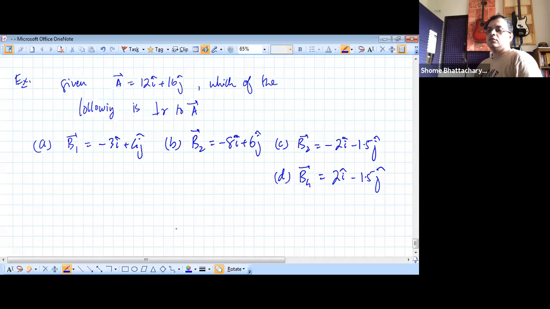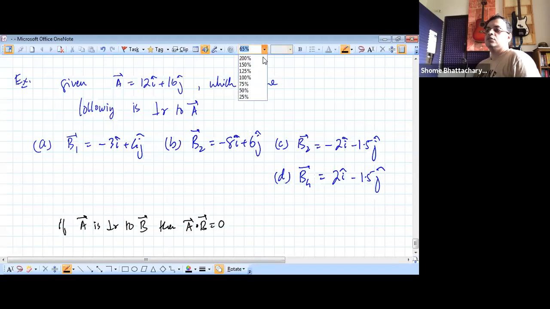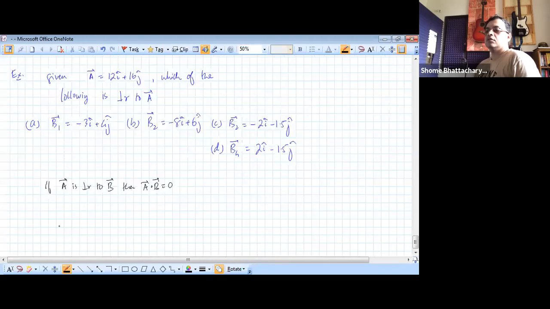Yes, very good, Aman. That's correct. So remember, if E is perpendicular to B, then E dot B has to be 0. So just check for each one of these. Just use this concept here to check.